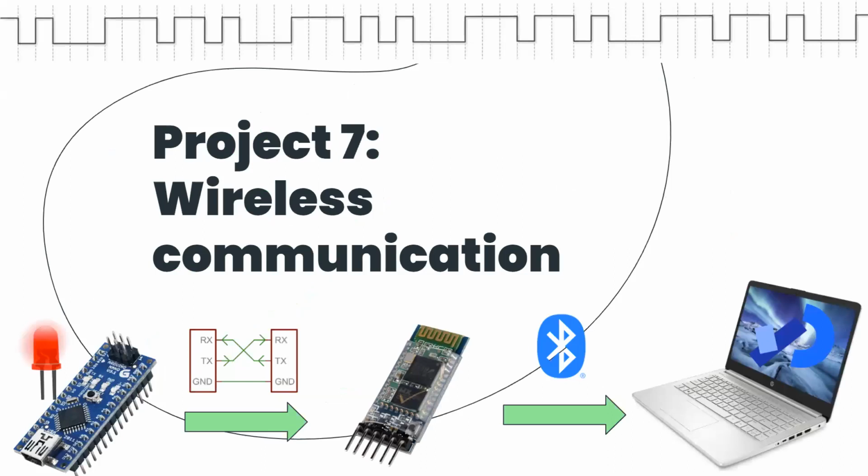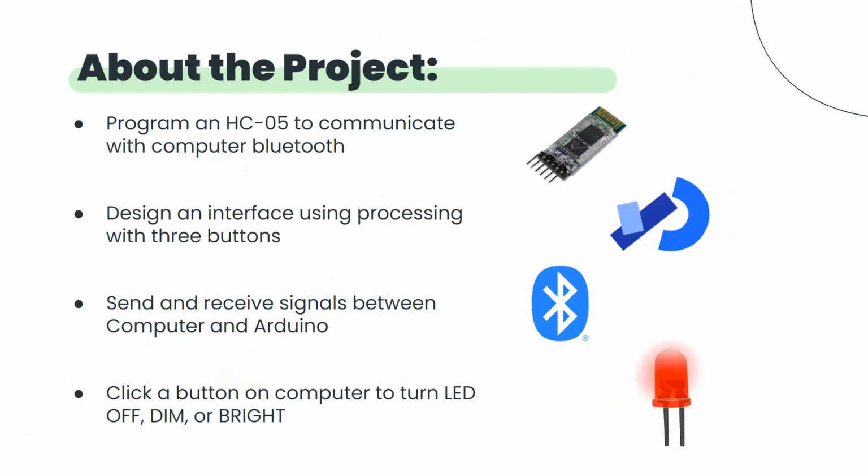All right, so now going into our actual project. Just so you know, we are going to be using the HC05 to communicate with our computer via Bluetooth. Essentially, what you are going to do is design an interface using three buttons using the Processing IDE, and you want to send and receive signals between your computer and your Arduino. We want you to make an interface where you can turn an LED off, dim it, and also make it super bright.